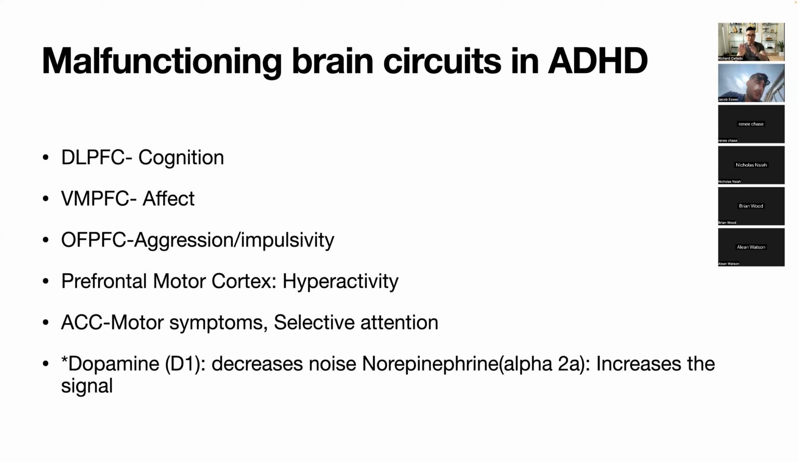But just have a general understanding of the circuits. It's not just the frontal lobe, but specific parts of the frontal lobe. The dorsolateral prefrontal cortex has to do with cognition and sustained attention. The ventromedial prefrontal cortex has to do with affect. The orbitofrontal prefrontal cortex, by your eye, has to do with aggression and impulsivity. The prefrontal motor cortex, obviously, has to do with motor function and hyperactivity. And the anterior cingulate cortex has to do with selective attention.